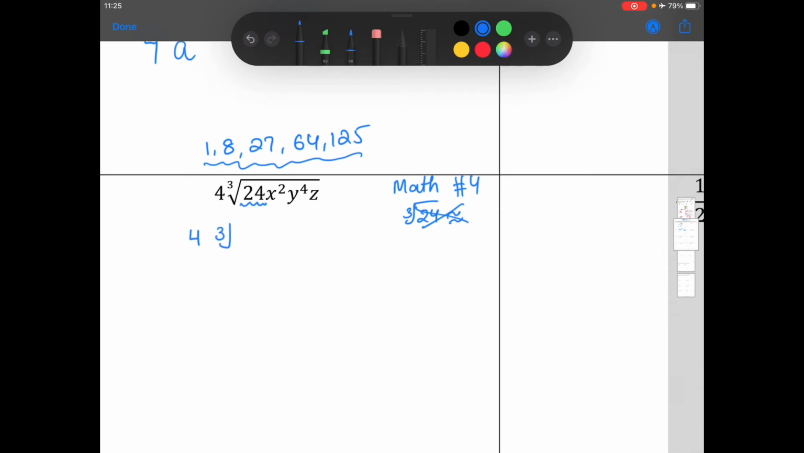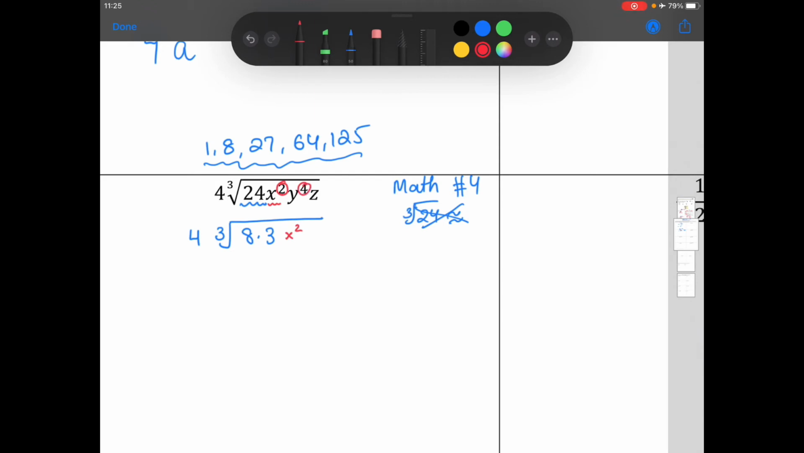So you do 4. Break it down into a factor of a perfect cube. So what numbers before 24 go into 24? It's 8 times 3, right? Now look at these variables. I'm going to switch colors. Look at the exponent. It's 2. If the exponent is less than your index, you leave it as it is. You can't really do much about it.